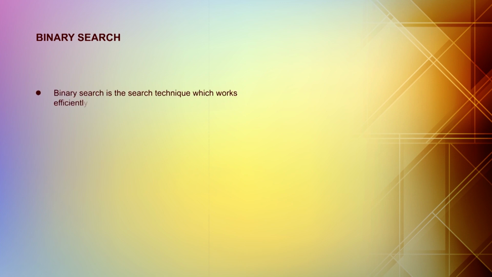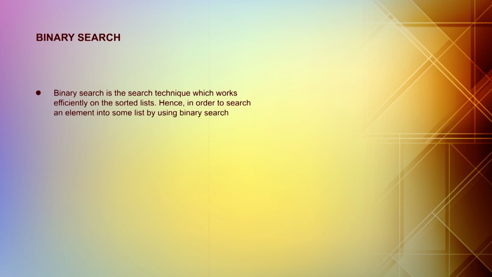Now let's move on to the second operation, the second type of search, called binary search. There is a little difference between linear search and binary search. Binary search is a little better than linear search. Why? Binary search is a search technique which works efficiently on a sorted list.